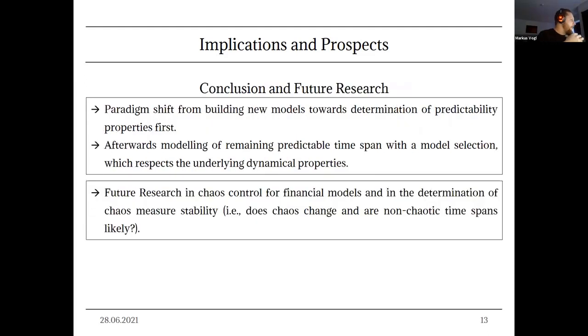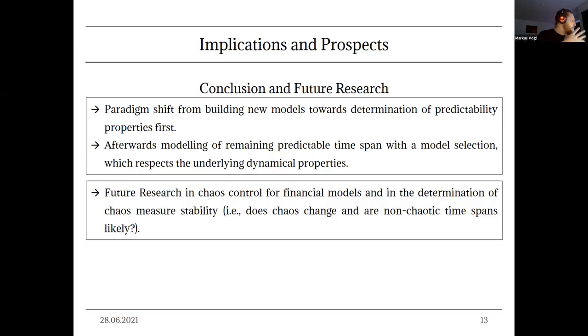So if I conclude what we found out, it's that we need a paradigm shift from building new models over new models towards determining the predictability properties first. So you need to determine whether the system is predictable at all before you apply a modeling approach. And after you determine the predictability properties, you can select a model which suits the time span, and you can pick a model which reflects the underlying dynamics properly.